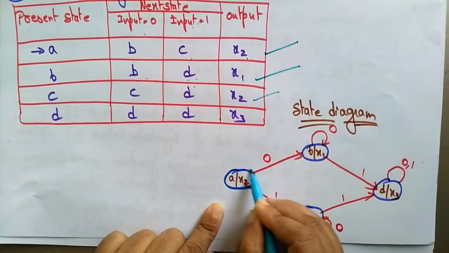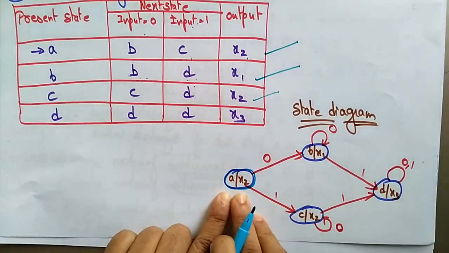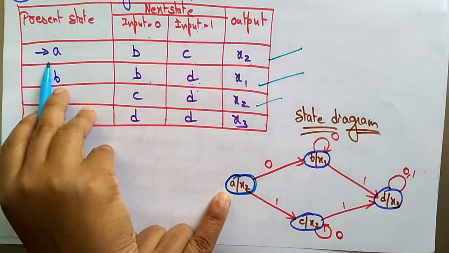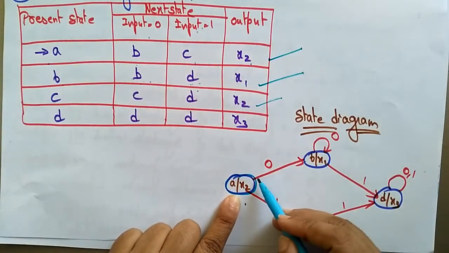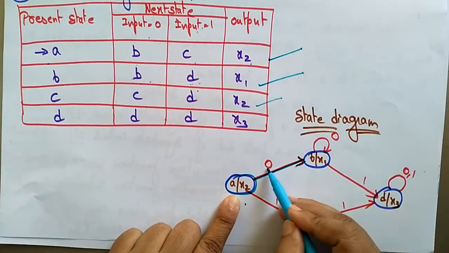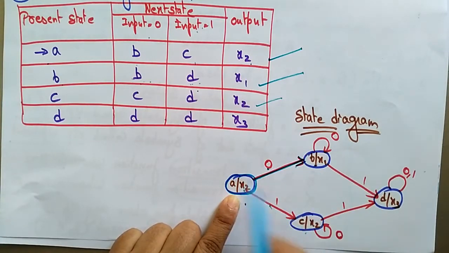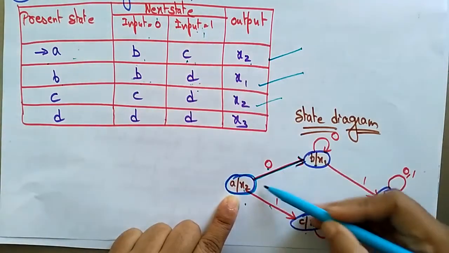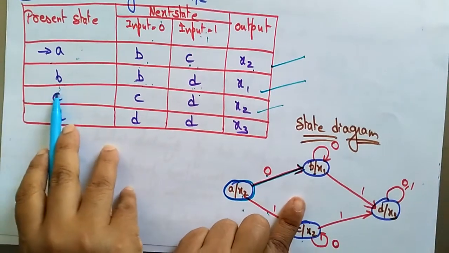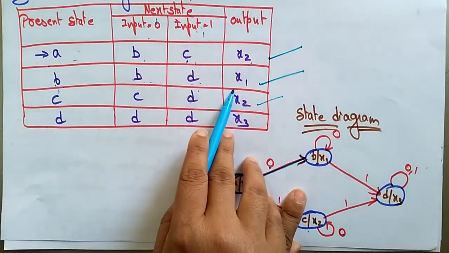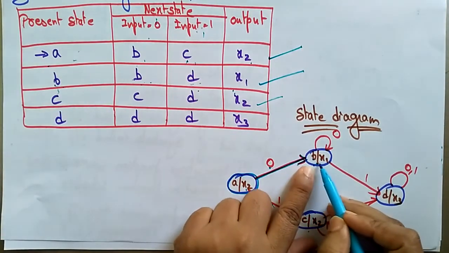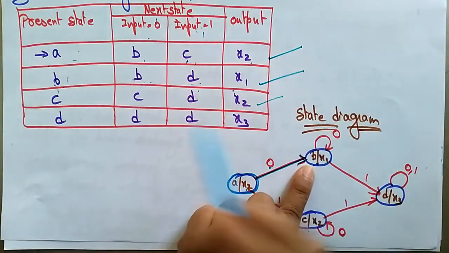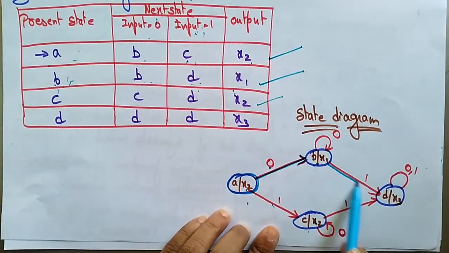Here each state consists of the present state as well as the output generated by that state. So here A is the present state generating the output X2, so A on 0 goes to B, A on 1 goes to C. And coming to B, this present state produces the output X1. So for whatever the input may be, B on 0 goes to B, and B on 1 goes to D.